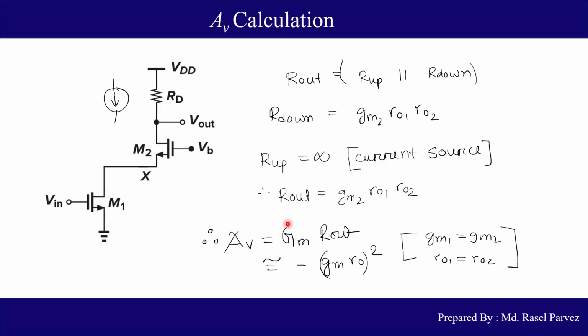When we multiply this with the total transconductance of the circuit, we will get the total small signal gain. Here is the expression of the total small signal gain. We have assumed that both transistors are identical. We can see a significant increment in the gain of the circuit.